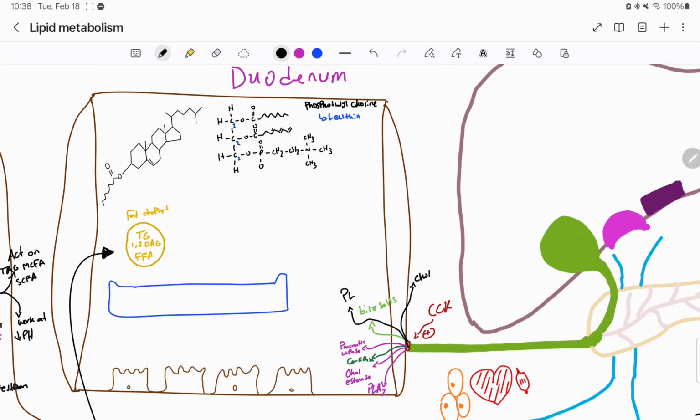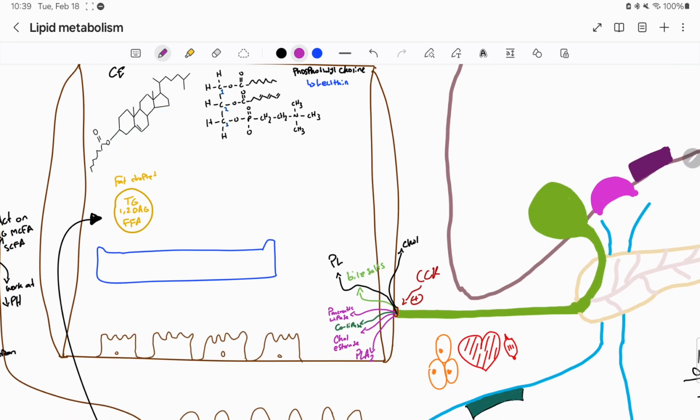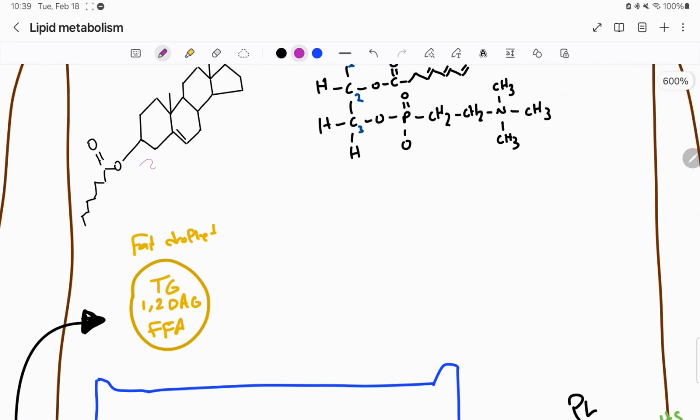First, let's talk about the cholesterol ester. This guy right here is a cholesterol ester. One thing you have to know is that free cholesterol does not require any digestion. It gets readily absorbed. So the cholesterol from the bile and the free cholesterol from the diet, meaning it's not bound to any fatty acids or esterified, will get freely absorbed. Remember that. But if it's in the form of a cholesterol ester from the diet, it needs a specific enzyme, and that enzyme is called cholesterol esterase.